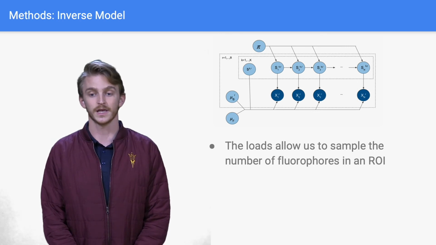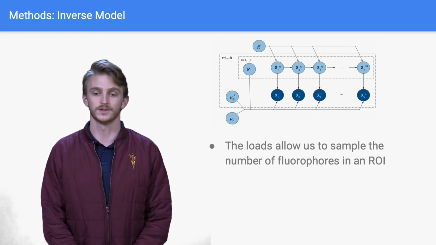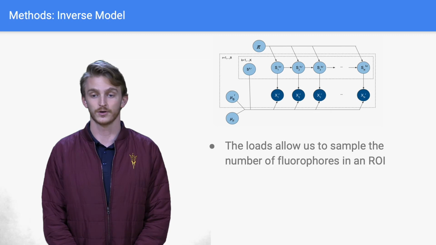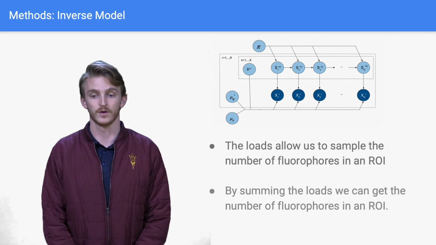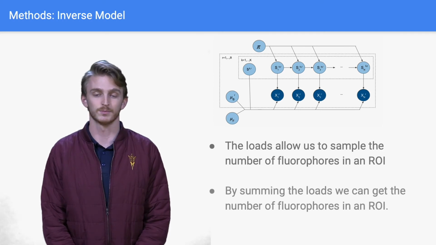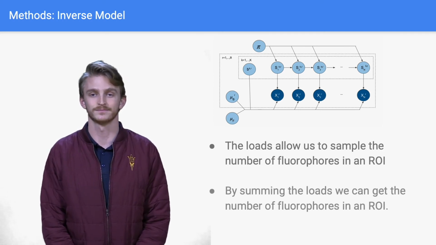So these loads allow us to sample the number of fluorophores in an ROI by flickering on and off as warranted by the data. By summing the number of loads that we have, we in turn get the number of fluorophores in an ROI.